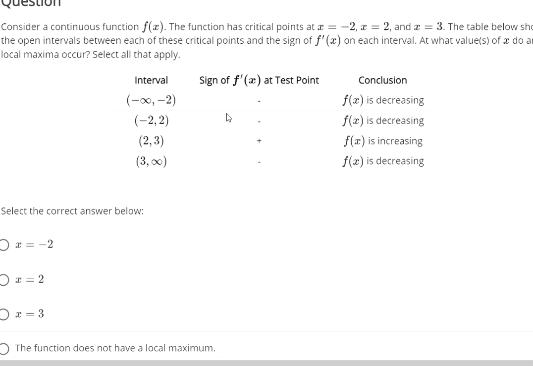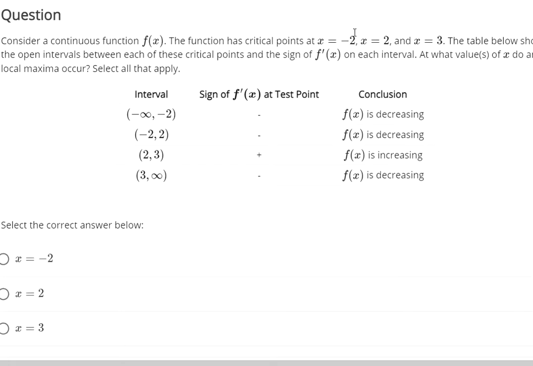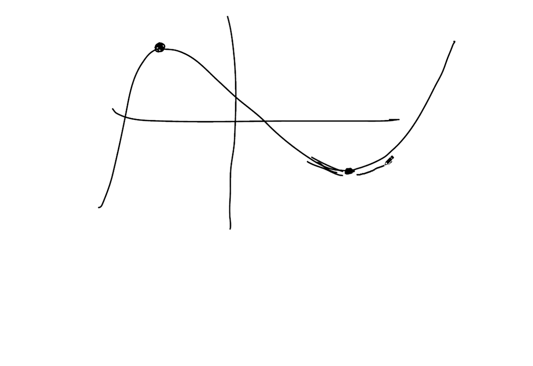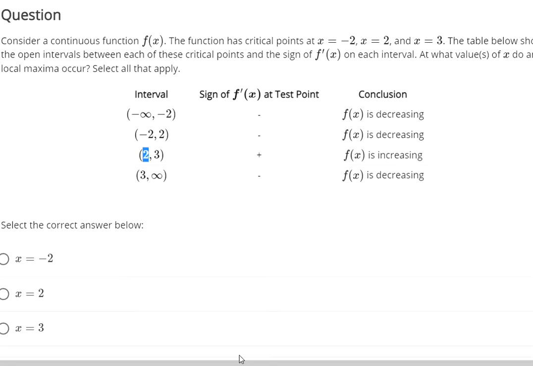Okay, so with this problem, they've kind of taken care of all the first derivative stuff for us. They already analyzed the derivative. We're really interested in places where the derivative switches signs. Okay, so here on the interval -2 to 2, we have a negative sign for the derivative. That means the graph is decreasing. But then from 2 to 3, the graph suddenly changes and starts increasing. So here at x equals 2, the graph switched from decreasing to increasing. So that is a local minimum.